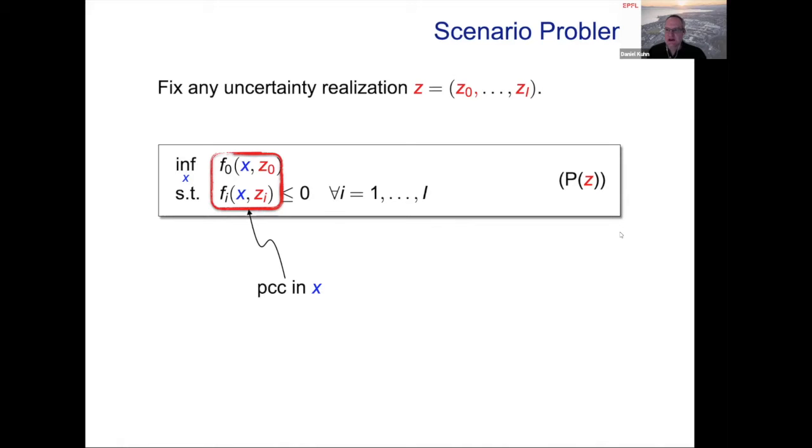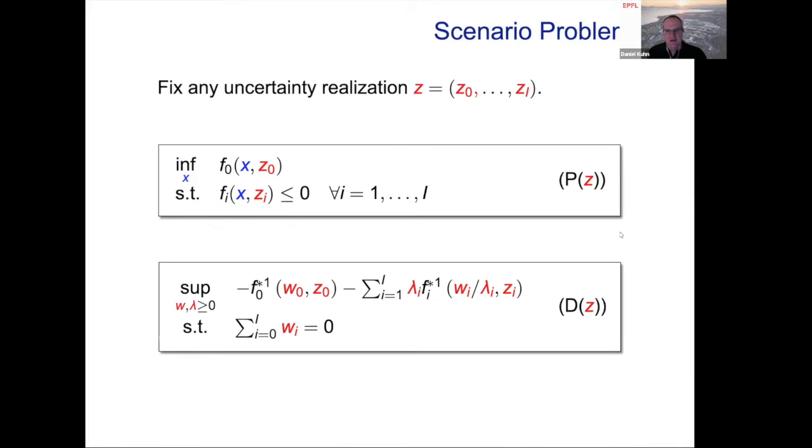So we will assume throughout again that the objective and constraint functions are convex in the decision variable X when the uncertainty realizations Zi are fixed. And this means that the scenario problem is just a normal convex optimization problem, and the corresponding explicit dual scenario problem can be constructed as in the first part of the talk.